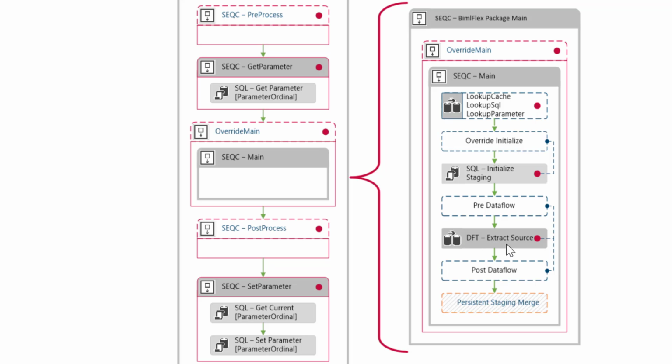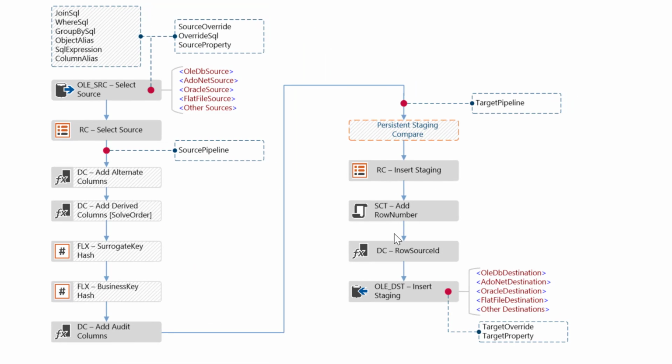But all of the real meat of it happens in this extract source or this data flow task here. So let me go into that for you. So this is the default structure of our state data flow, and as you can see again, we've got a number of extension points here.